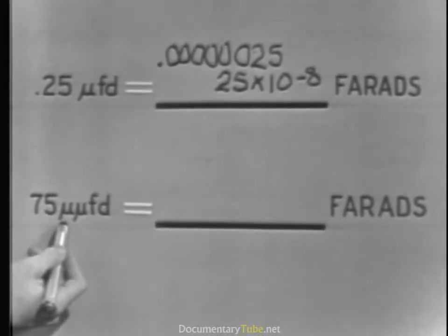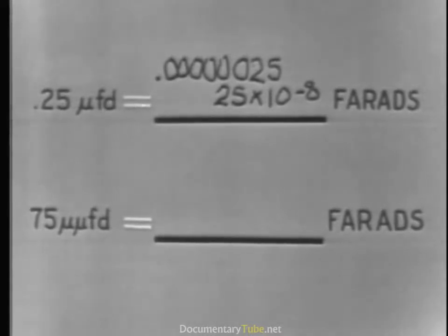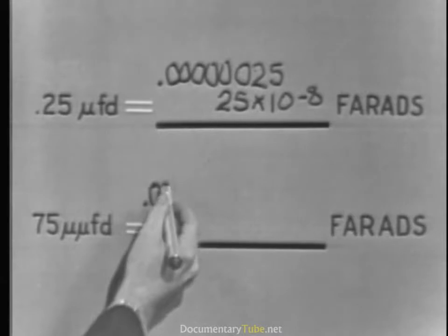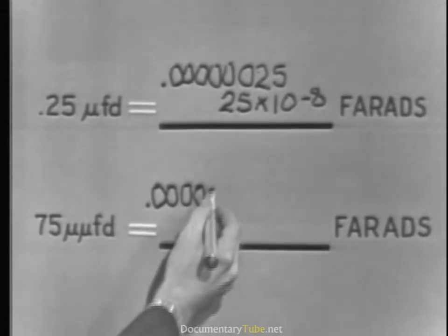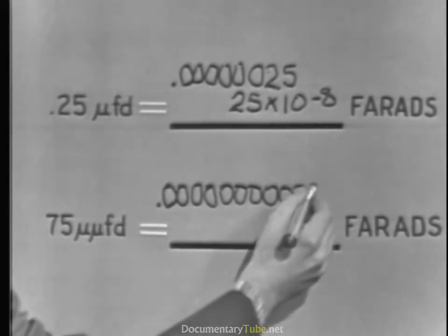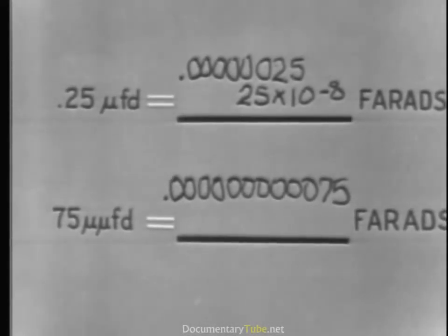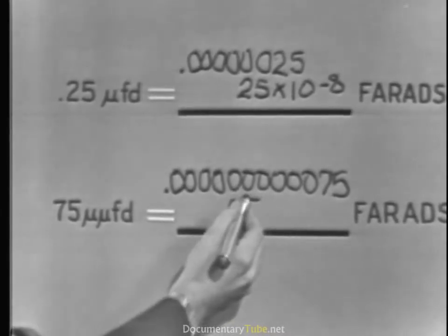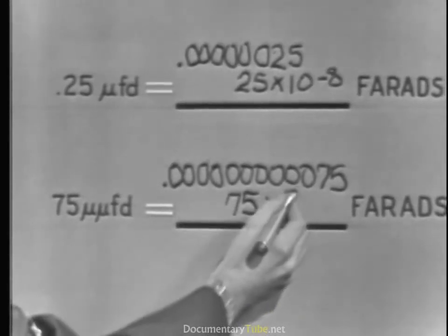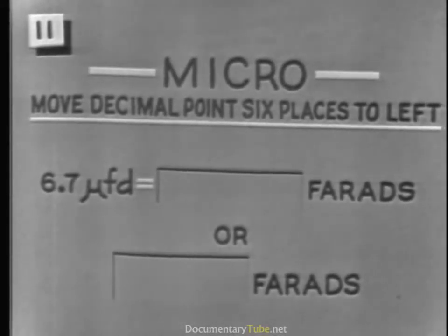Now, in this one, we must move the decimal point 12 places to the left because it's in micromicrofarads. You can write it the hard way like this. Or the easy way, using the powers of 10, like this. Either way is correct, but using the powers of 10 is, of course, the easiest. Try this one. Put your answer in space number 11 on your response sheet.